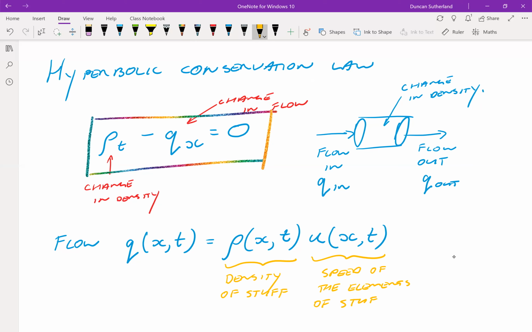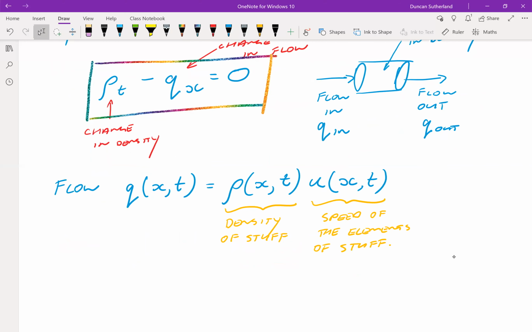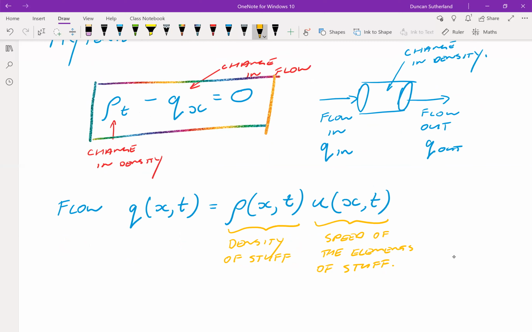So the obvious example is stuff is cars, right? If you're considering a traffic flow problem, U is the speed of each individual car, rho is the traffic density, and Q is the traffic flow.